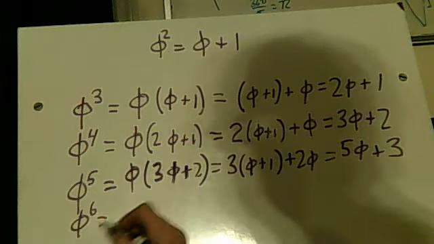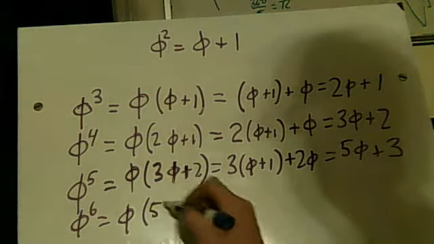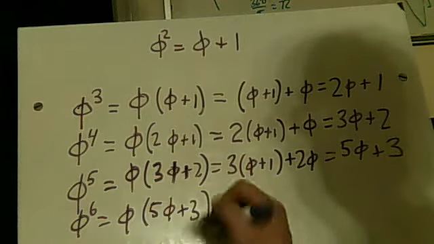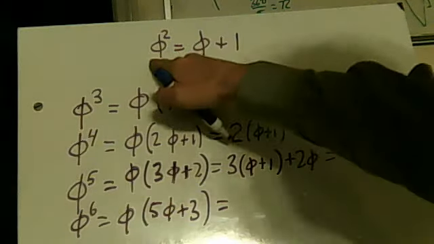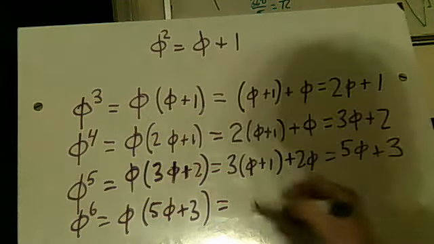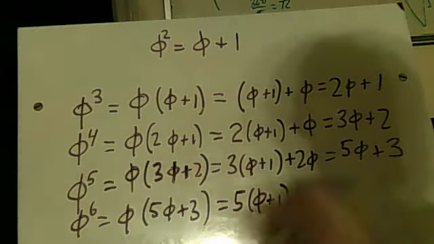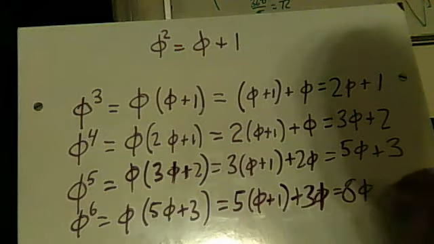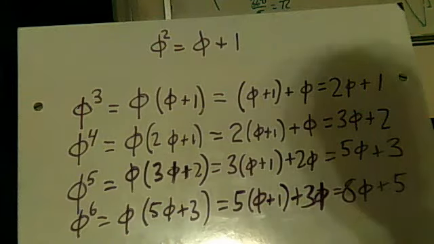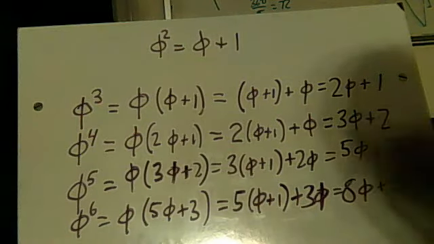Phi to the 6th is equal to phi times phi to the 5th, but phi to the 5th is right over here. It's 5 phi plus 3. This phi times that phi gives us the only phi squared in the expression, which we reduce to phi plus 1. 5 times phi plus 1 plus 3 phi, that's equal to 8 phi plus 5. And then you can see that these are the Fibonacci numbers, 2, 3, 5, 8.